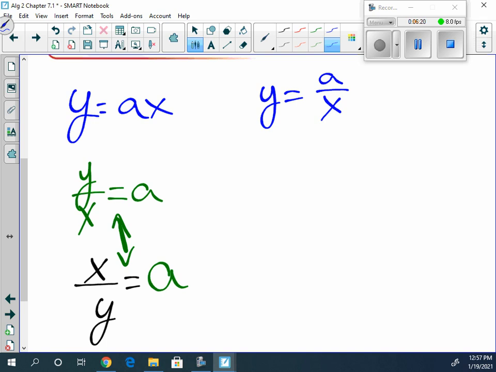Now, again, we can manipulate it just like we did with the other equation, and we can multiply both sides by x and get yx is equal to a. We can get both of the variables on the same side. So these here are the same equation. Any questions on this here with inverse and direct variation?